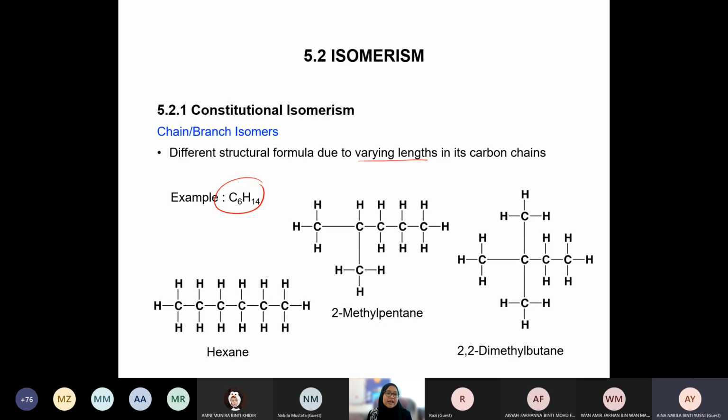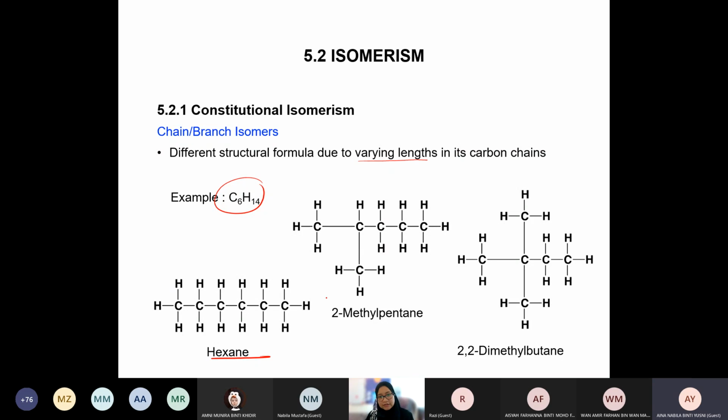So inilah yang dipanggil isomers. Okay, so we can vary them in terms of chain. Okay, so initially paling senang, we have a straight chain. Okay, straight carbon chain where we have 6 carbons. So this is called hexane. Okay, this is called hexane. So still obeys the C6H14.